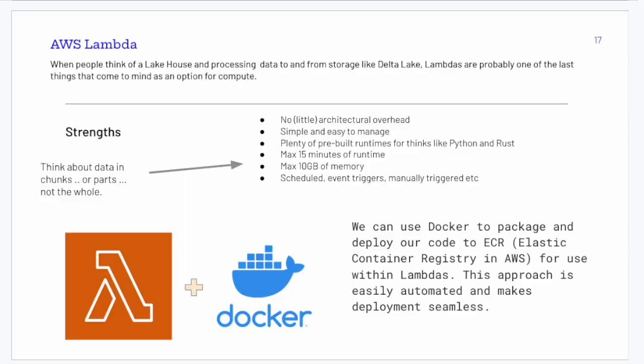Also, Lambdas will work great with Docker, especially with ECR. If you're in AWS, you can build Docker images and push them out to ECR, Elastic Container Registry, and they integrate really well with Lambda, and everything's kind of packaged. So you can package your code, everything you need right inside a Docker image, and use it to run your Lambda. It's really simple, and it's easy to automate that process.